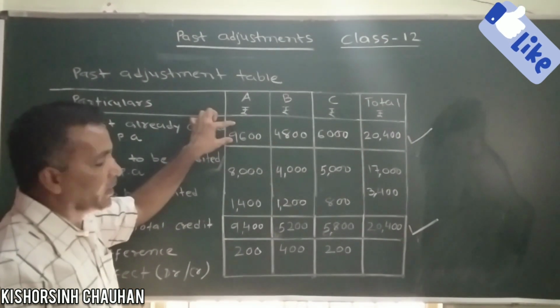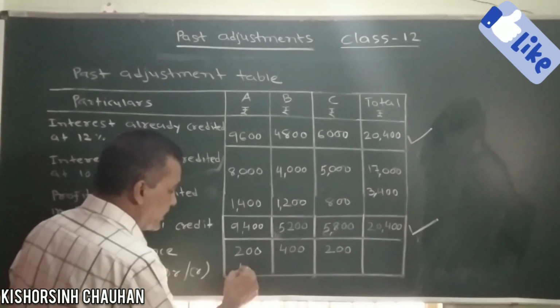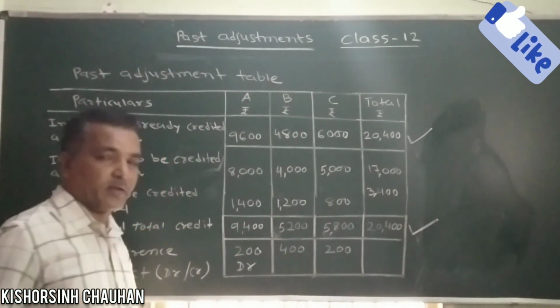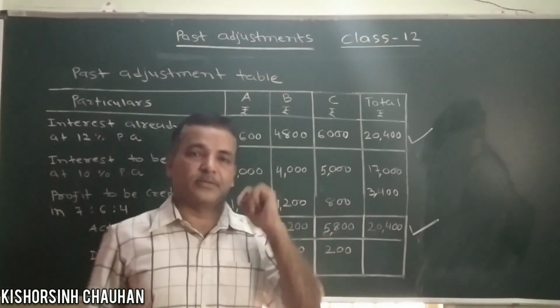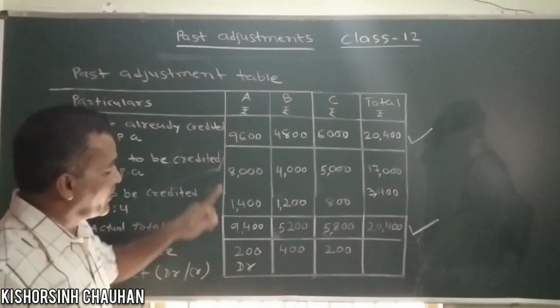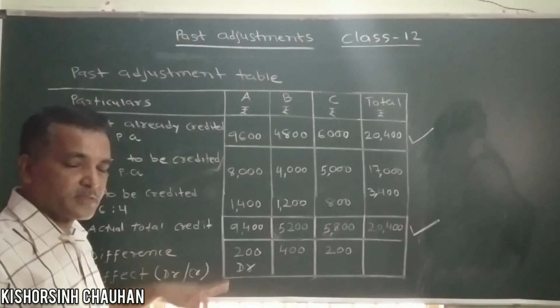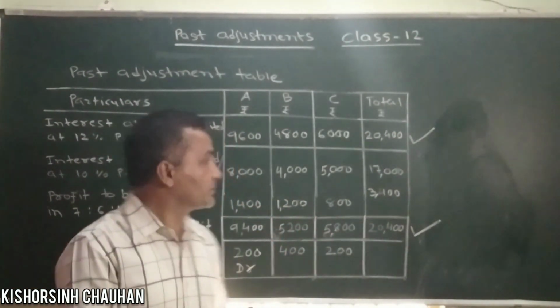So here credited more. So we will debit it. So 200 will be debited. Remember, when more amount is credited, then difference we have to debit. So here 200 is more credited. So we will debit this 200 rupees in A's capital account. So that error will be rectified.